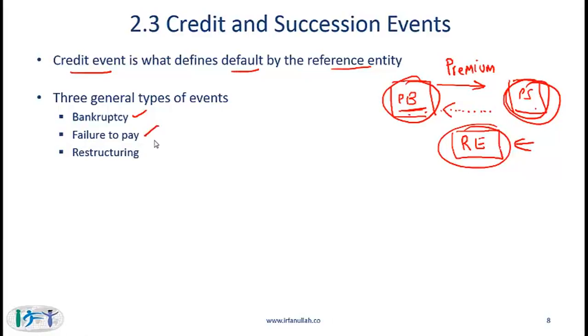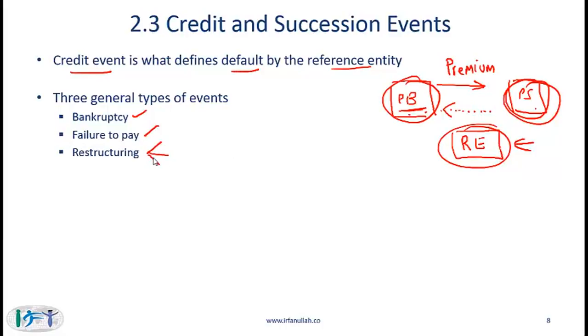Another classic credit event is a failure to pay. If this reference entity, which is the borrower, does not make a scheduled payment or falls short on making the scheduled payment, then that would classify as a failure to pay.